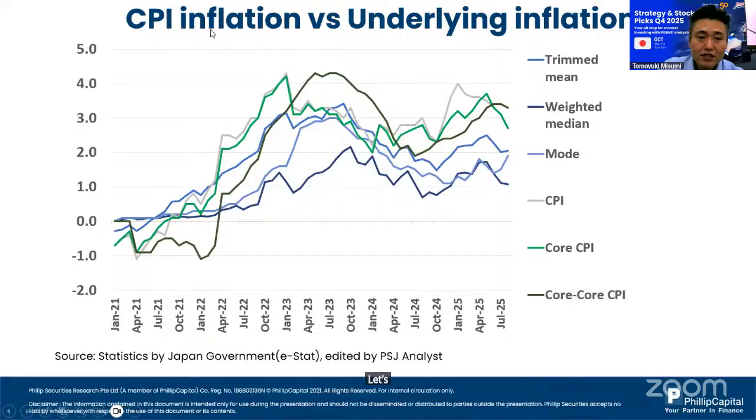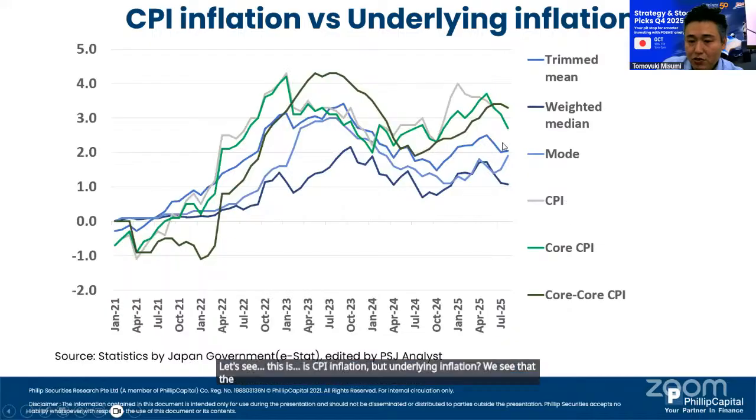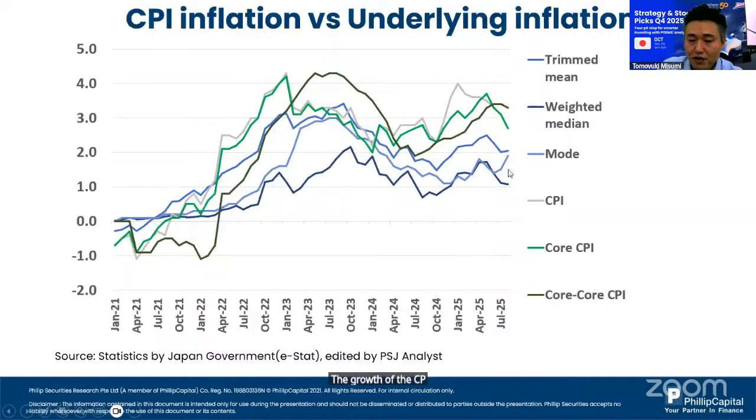Let's see, this is CPI inflation versus underlying inflation. We see that the CPI and core CPI are general indicators of the price index, and the price is in a deflation trend. The core CPI is back into a declining trend, but it is still above the targeted 2% level year on year. But they cite underlying inflation.